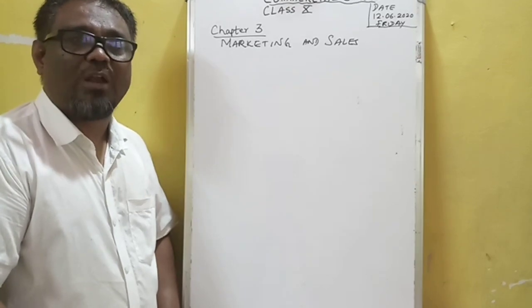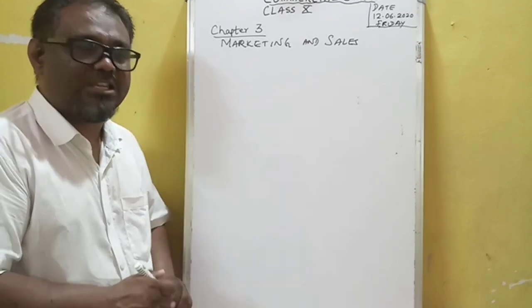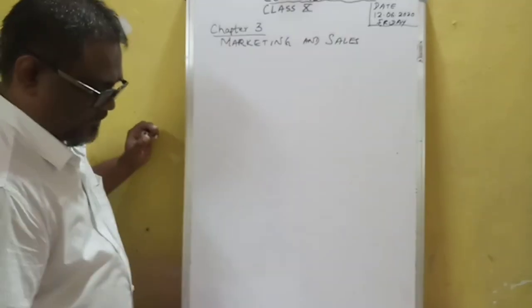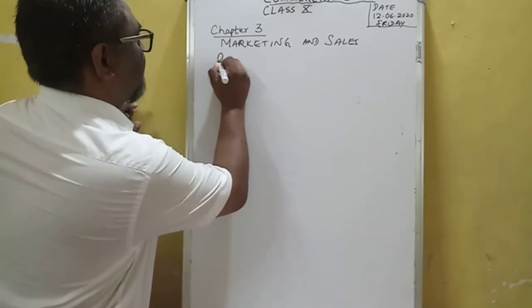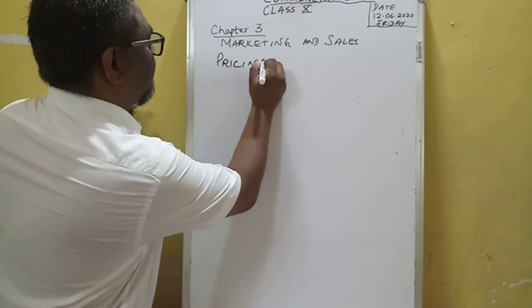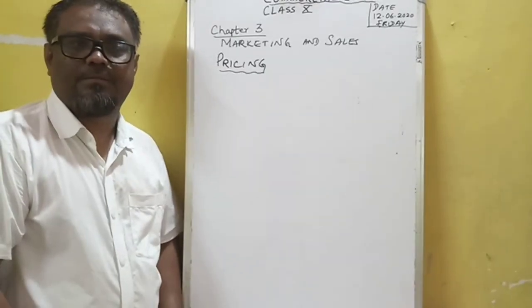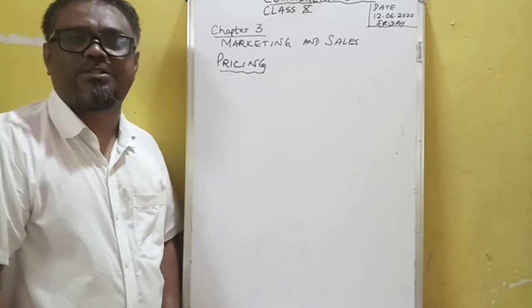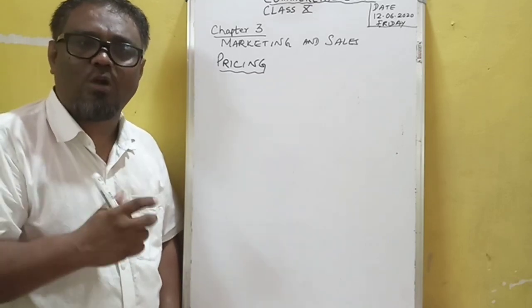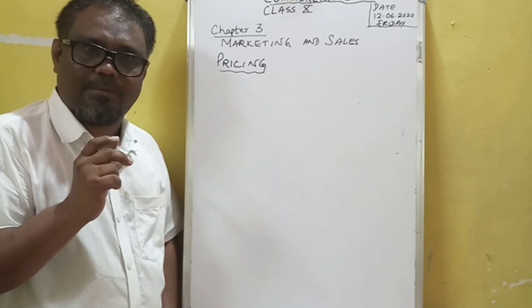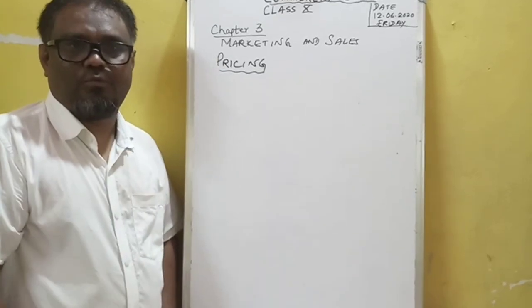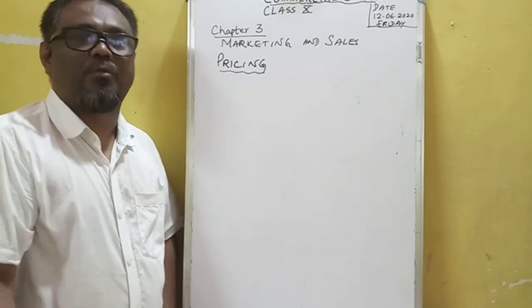So now today we are going to learn the topic pricing, the meaning of pricing. The term price. Price means the worth of the product, which is termed in monetary value, which can be understood in a monetary value.